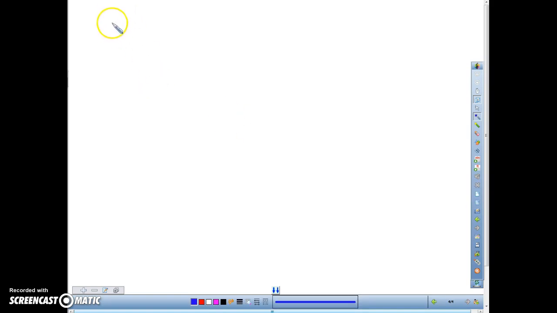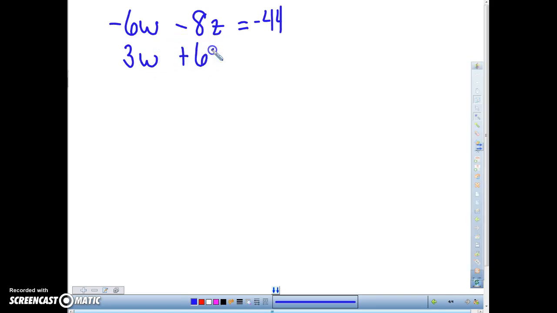The second equation we're going to do for the system is negative 6w minus 8z is equal to negative 44, and 3w plus 6z is equal to 36. So everything's lined up, and in this one, none of them have the same number. So what we're going to look at is, is there anything that I could multiply one of these equations by to give me the other thing? And so in the second equation, I could multiply the whole thing by 2 to keep my equation balanced, and then my 3w would then be a 6w, so it would match.